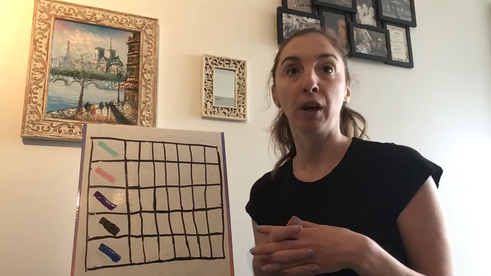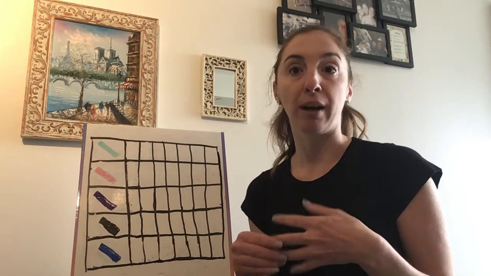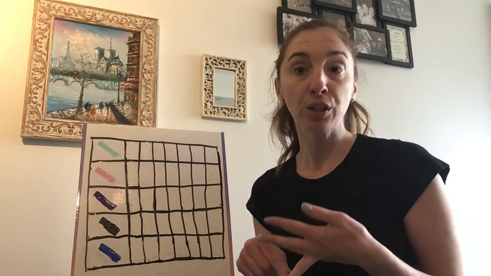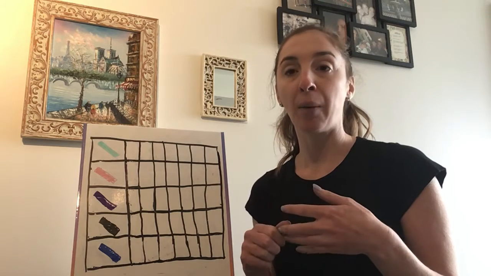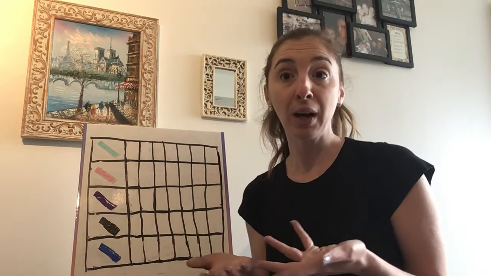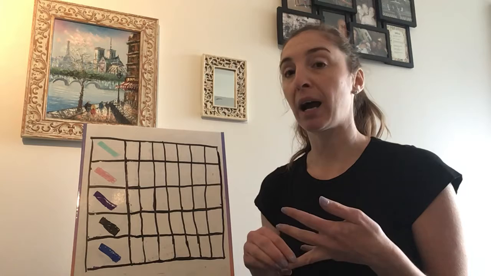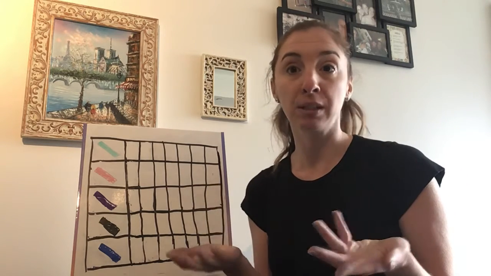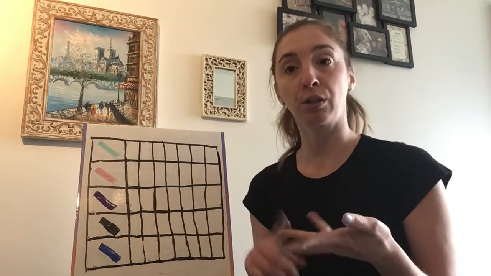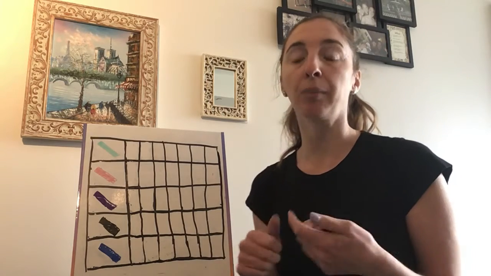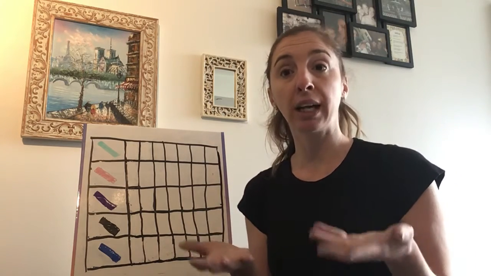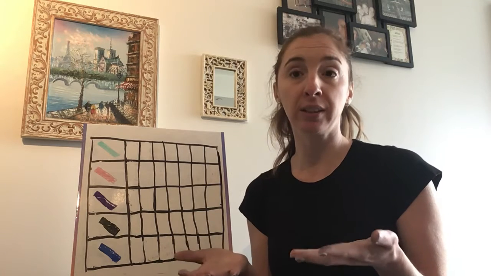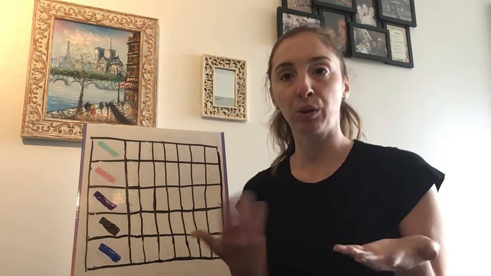So you could graph different kinds of fruit, you could graph the different color markers that you have, you could graph how many different kinds of coins you have, or you could graph how many different pieces of silverware you have, like how many forks and spoons and knives. So the idea is you just can count and organize your information, and then you can really quickly see which ones you have more of and which ones you have less of.